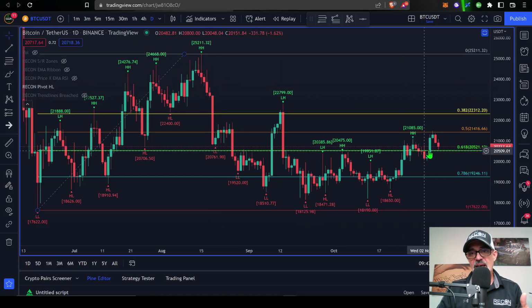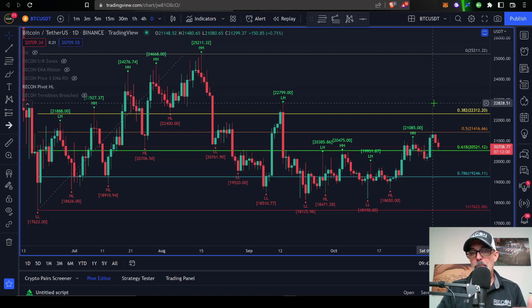But with that all being said, considering the fact that the EMA ribbon has recently flipped bullish, if the bulls can maintain that momentum and get the Bitcoin price above 21,005, obviously the next level of resistance is going to come in at the 382, and that puts Bitcoin's price around 22,300. Again, probably set up a zone between 22,300 and 22,500.